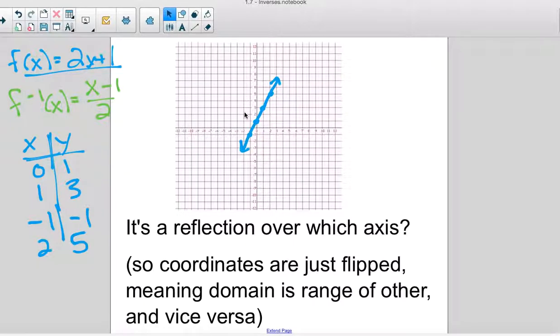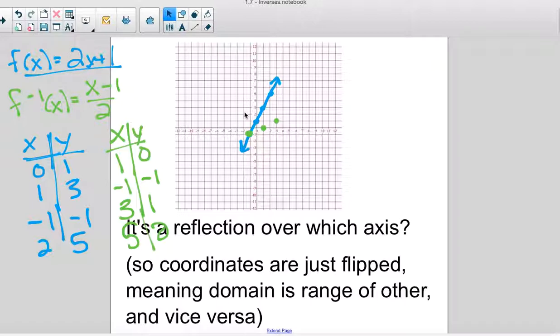Now the green one is still going to be a line. And if I wanted to find points from that one, I could plug in 1. If I plug in 1, I get 0. If I wanted to plug in -1, I would get -1, which is the same point right there. Let's say I wanted to plug in 3. If I plugged in 3, I'd get 1. And if I plug in 5, I'm going to get 2.